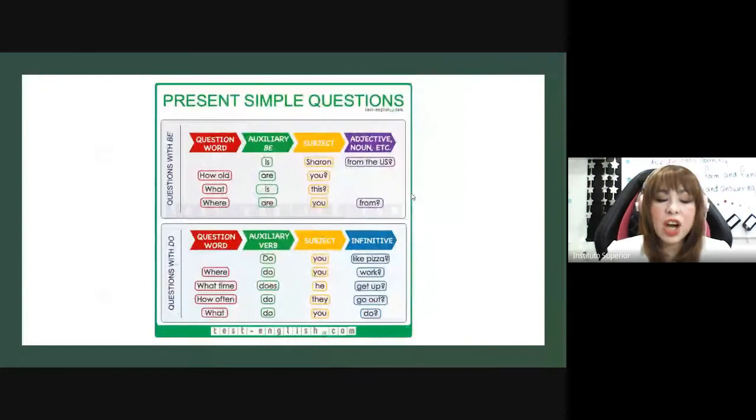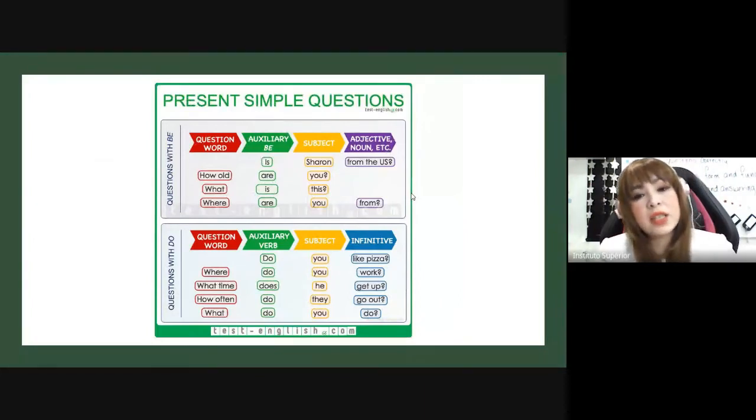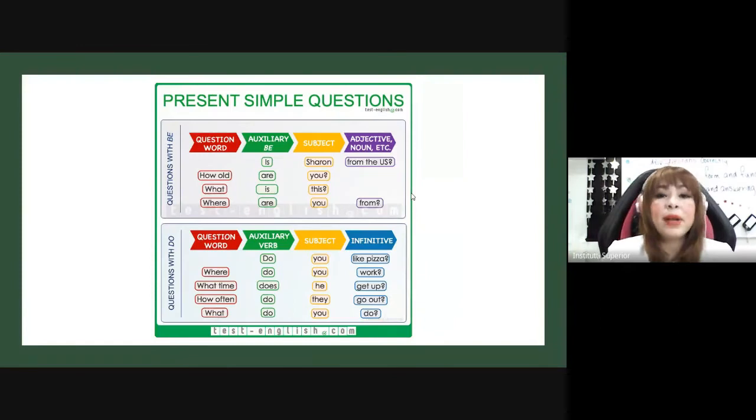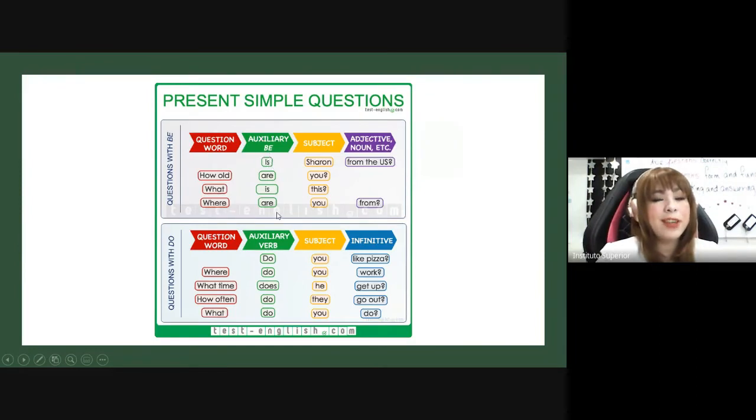Okay, so here we have a chart that presents the correct position of the question words, the auxiliary, the subject, and the rest of the complements in the simple present tense. We have here present simple questions. Questions with be. Remember, be is the most special verb in English. So when we want to make a question using be, this is the correct position. The question word: how old is Sharon? What is this? Where are you from? So this is the correct position. Question word first, auxiliary be second, subject third, and then adjectives, nouns, and the rest of the different things that we use to make sentences. Okay?